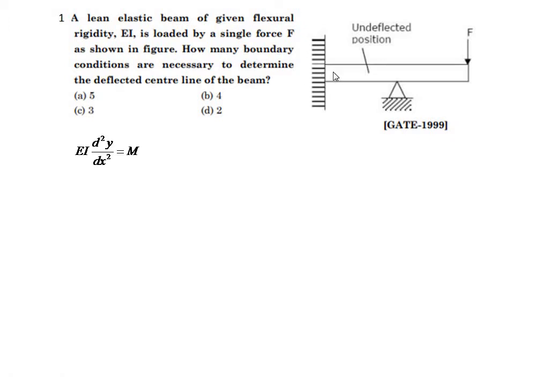That is, we can have the deflection to be 0 at this point, as well as the slope to be 0 at this point, that is at the fixed support. So we can have two things there, and we have a hinged point here. Again at this point the deflection is 0. So we may have more than two boundary conditions, but at least two boundary conditions are necessary. So the answer is D.